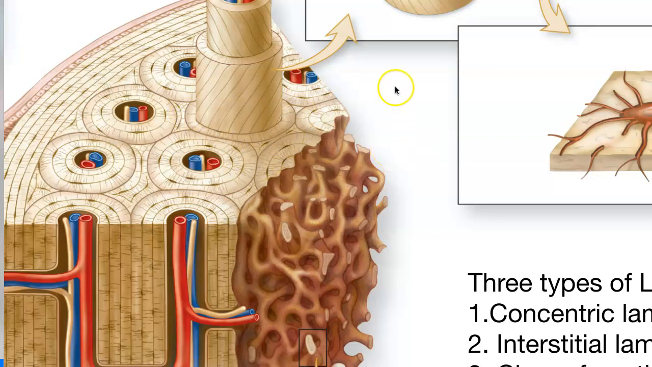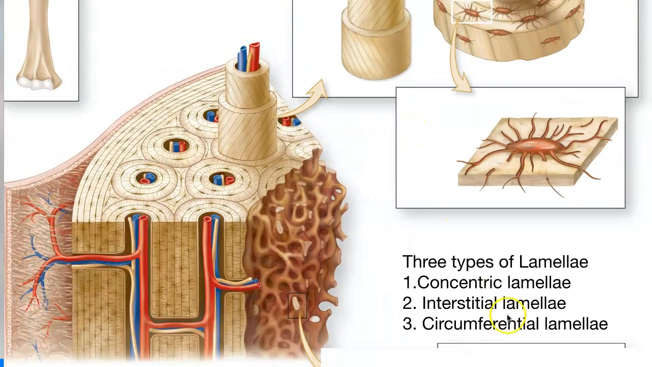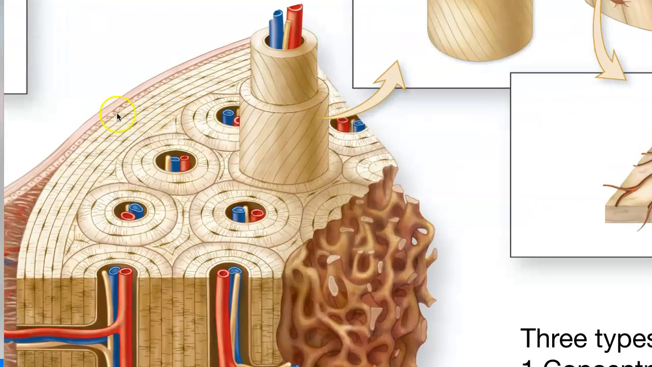And our last one is called circumferential lamellae. It's making a circumference around the entire bone. So it's going around the entire bone. So this right here is the circumferential lamellae. It would be going around the entire bone.